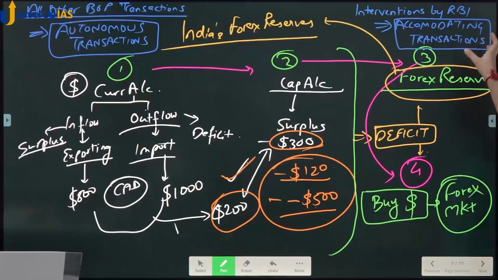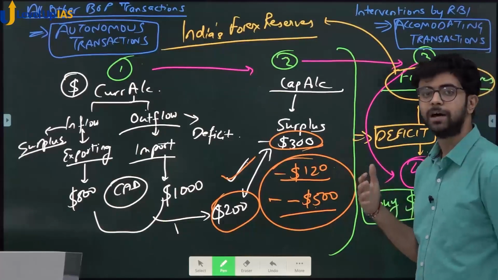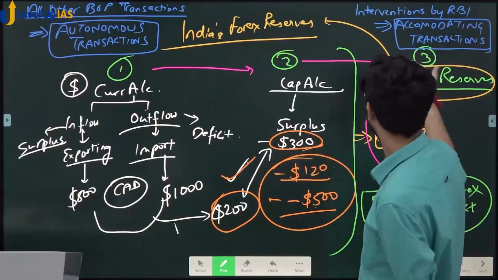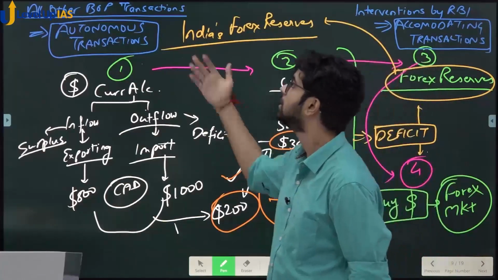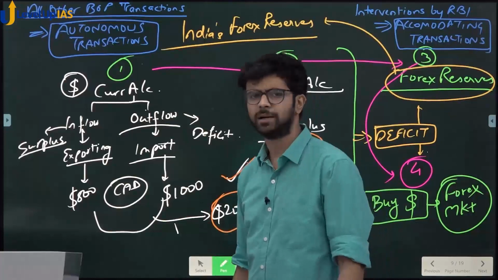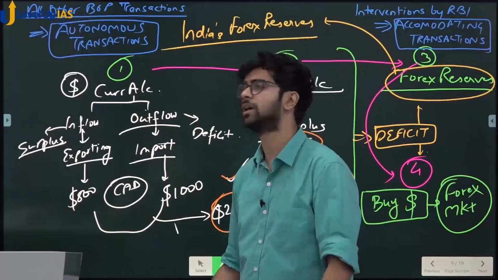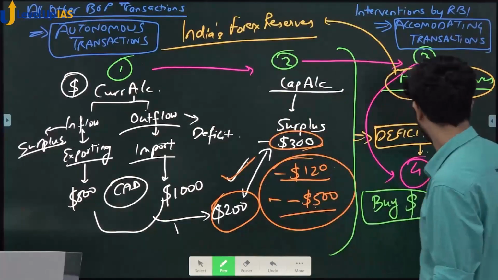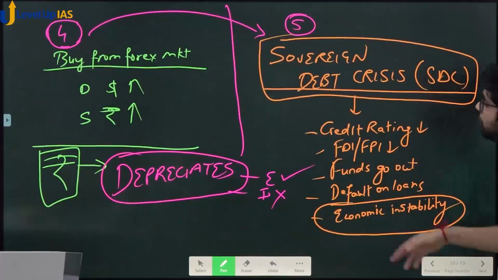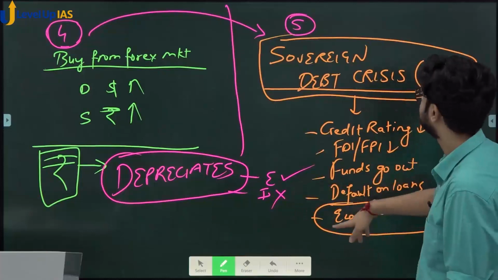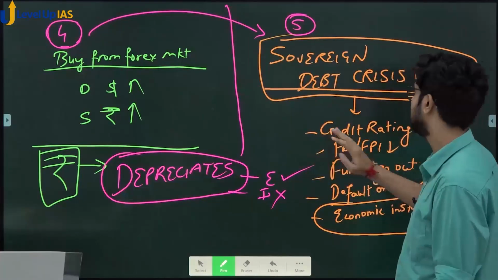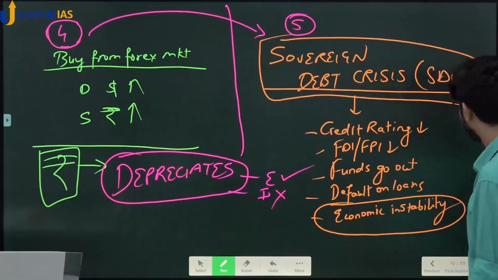We also know that whatever interventions are made by RBI when it comes to reserves are called accommodating transactions, and all other balance of payment transactions, such as import, export, services, investments, borrowings, capital account, financial account, current account, etc., are autonomous transactions, right? Then we also saw that once the rupee depreciates, importers are not happy, exporters are happy. Then finally a sovereign debt crisis arises.